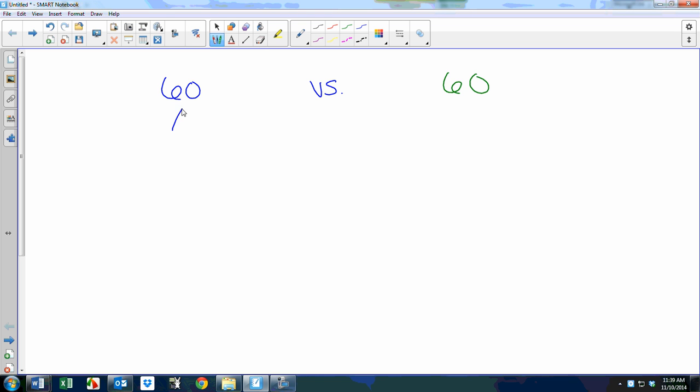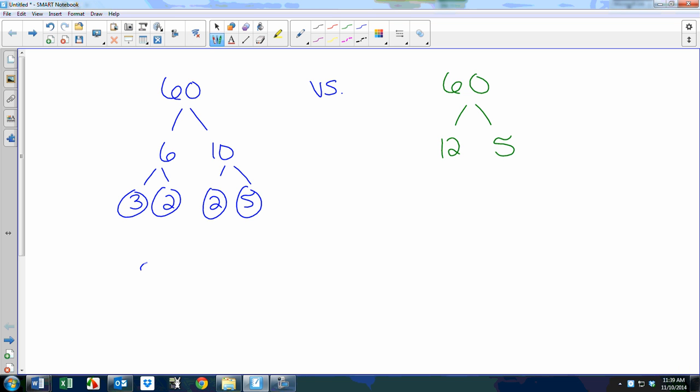All right, so I'm just going to pick, for the blue, I'll go 6 and 10. And then for that green, okay, you went with 12 and 5. All right. Are they finished? Is the 6 and 10 in prime factored form? No. So we keep going. That's 3 times 2, and that's 2 times 5. Now they're all prime factors, so it would be 2 squared times 3 times 5.